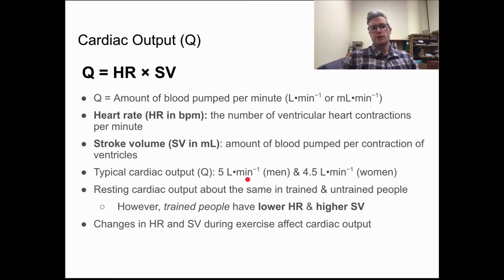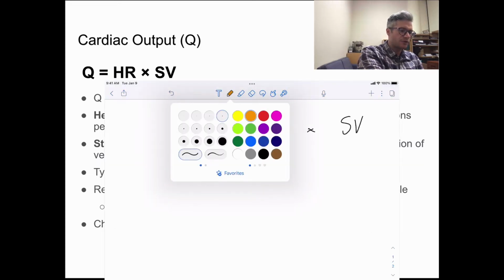Resting cardiac output is the same, we tend to find, between trained people, so people who are athletically trained or exercise quite often, and untrained. So this is just at rest. So if you're just sitting around for 5 minutes relaxing, it'll be about the same number, this 5 liters per minute or 4.5 liters per minute. But the difference is in trained individuals.